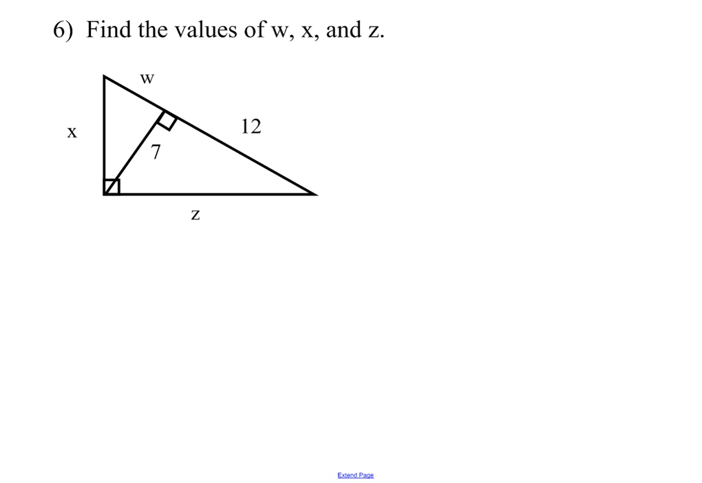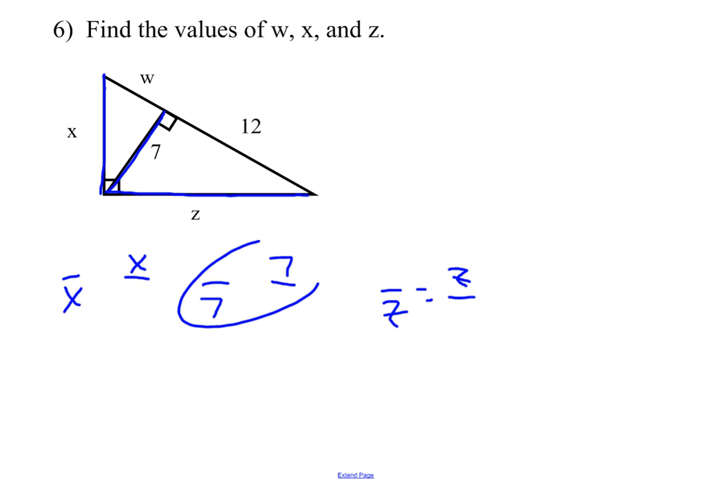I need to find W, X, and Z. In this situation, these are the three geometric means. So I'm going to have X diagonal from itself, 7 diagonal from itself, and Z diagonal from itself. Okay, where do I start? Well, I'm always going to start with the number. If I have numbers involved in this, that's where I'm going to start. So let's start with that 7.